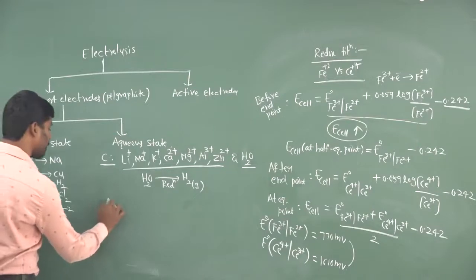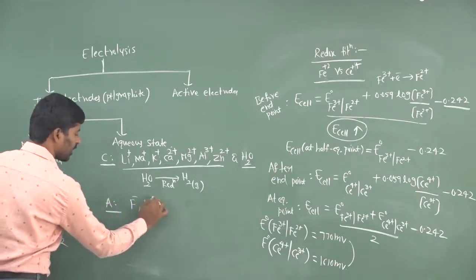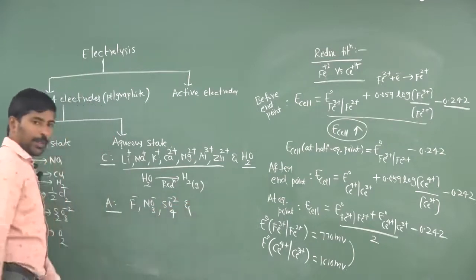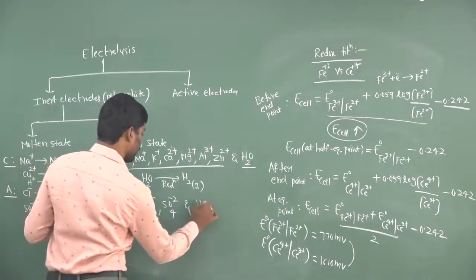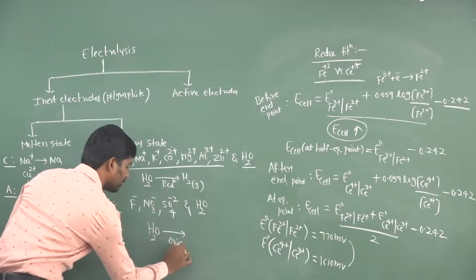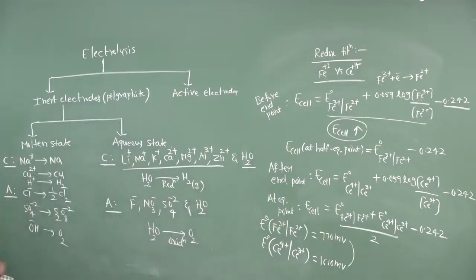At the anode, if there is a competition between fluoride, nitrate and sulfate, and water, which one undergoes oxidation? Water undergoes oxidation and gives oxygen gas.